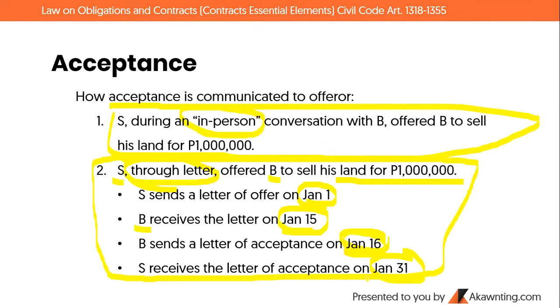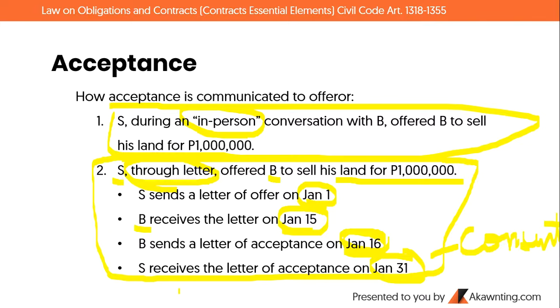S receives the letter of acceptance on January 31. So, on January 31, dito magkakaroon ng consent. Okay? So, kung okay yung cause and object natin, at this moment, dito na rin magkakaroon ng tinatawag nating perfected contract. Okay? So, isingit natin ulit dito, what if before January 1, either kay B or S nabaliw?